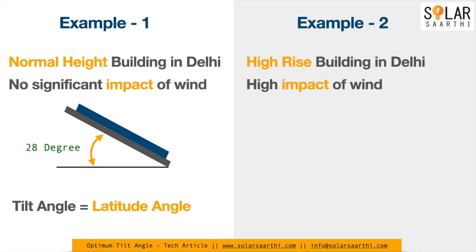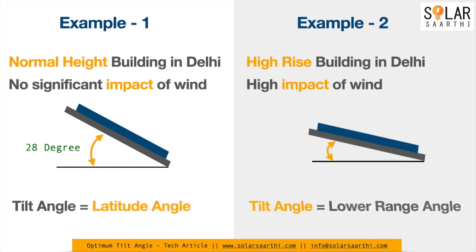So in that case, the thumb rule does not apply in very high wind zones. Here the suggestion is that the tilt angle should be in the lower range, from 10 to 12 degrees. Now when the tilt angle is lower, let's say 10 degrees in this case, the impact of wind is reduced. So yes, by reducing the tilt angle from 28 to 10 degrees, we are compromising on the performance or the energy output of my solar PV module. But on the other hand, we also have to look at the safety features of our project.